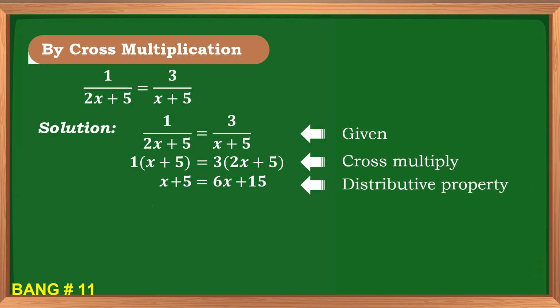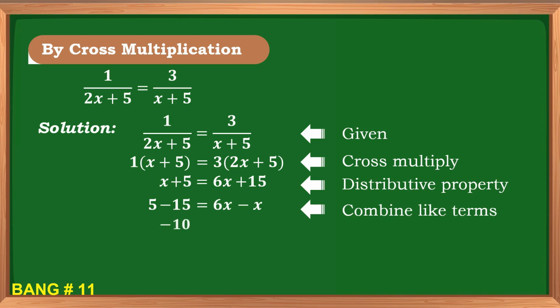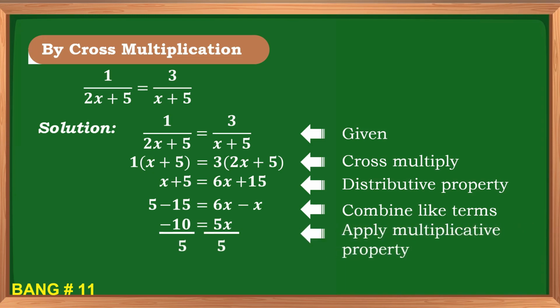Before you simplify, you need to combine similar terms. That will show you 5 minus 15 is equal to 6x minus x. 5 minus 15 is negative 10. And 6x minus x is equal to 5x. You need to divide both sides by 5. And there you go, the value of your x, which is negative 2. And that's your final answer.